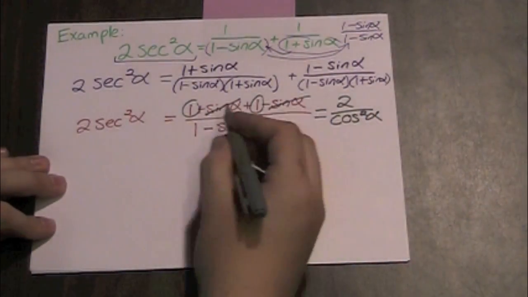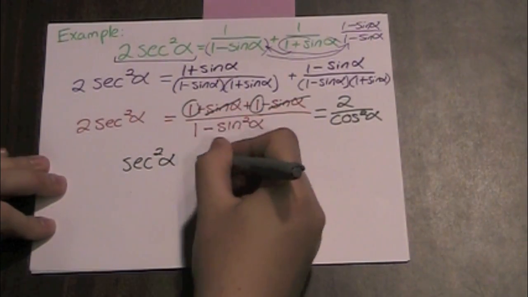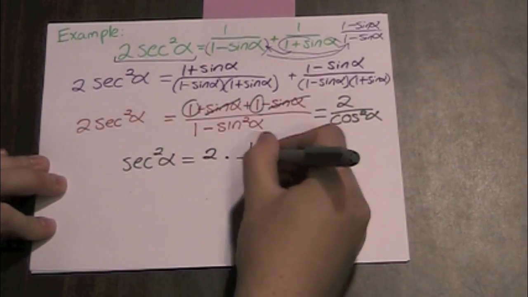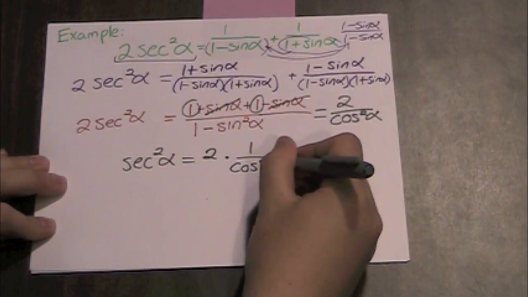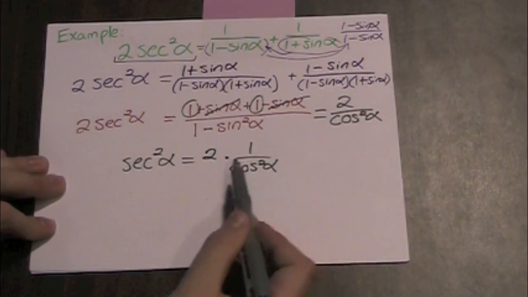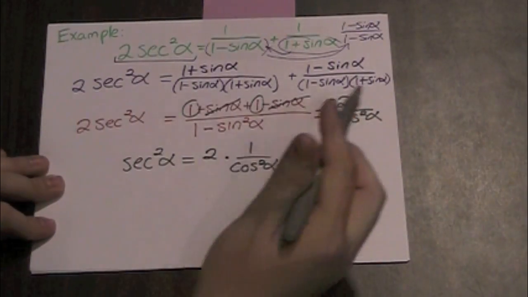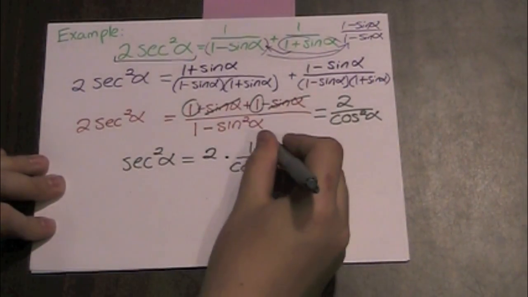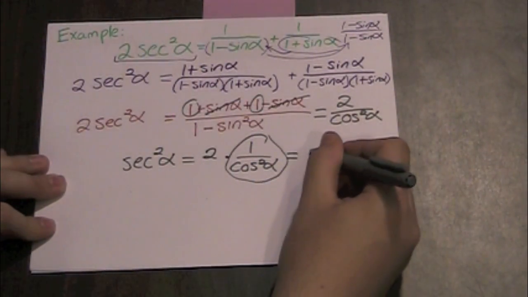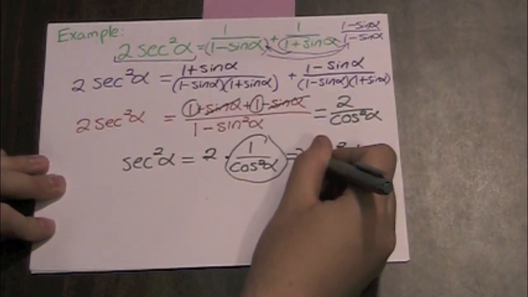Okay. For the next step, we've got 2 secant squared of alpha equals 2 times 1 over cosine squared of alpha. All I did was separate the 2 from the cosine squared of alpha. If I were to multiply these together, the 2 would multiply by the 1 and give me that back. And I know that cosine squared of alpha on the bottom of a fraction is the same thing as saying secant squared of alpha. And I still have that 2 out in front.